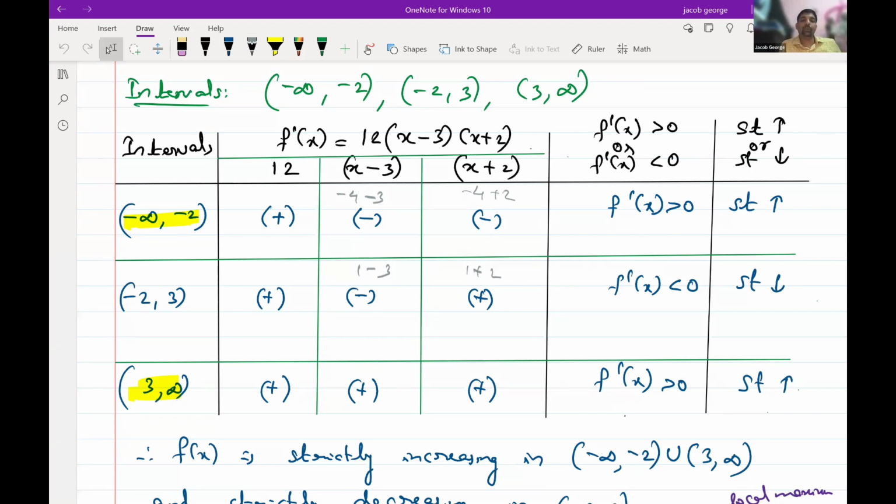The third line is also done the same way. Third, I took the value 4, for 3 to infinity. Then 4 minus 3 is positive, and 4 plus 2 is positive. Altogether, it is positive. So strictly increasing.